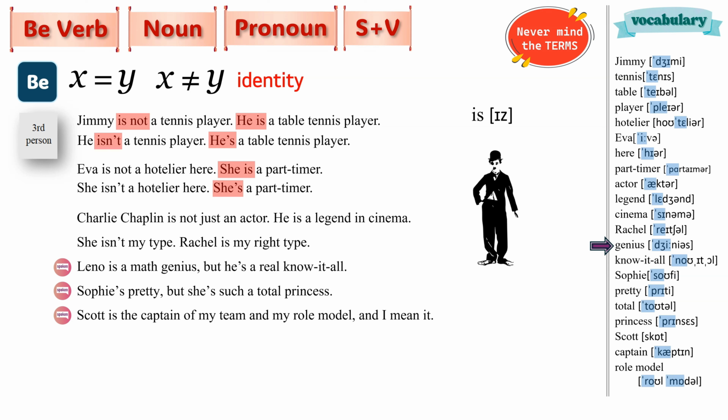Leno is a math genius, but he's a real know-it-all. Sophie's pretty, but she's such a total princess. Scott is the captain of my team and my role model, and I mean it.